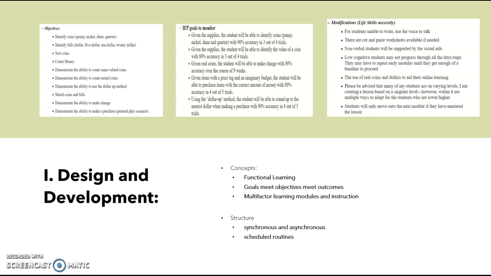Some of the objectives, I didn't put in my Google Classroom because a lot of my students aren't super independent readers. So these objectives wouldn't make any sense to them and it would just be another thing on the page that might confuse them. So I just usually put them in my own notes. But anyway, it goes through identifying coins up to making sure you can do change, ability to make a purchase, that kind of situation. A lot of their goals were using the dollar up method or giving items with a price tag and an imaginary budget. The student will be able to purchase items with the correct amount of money.